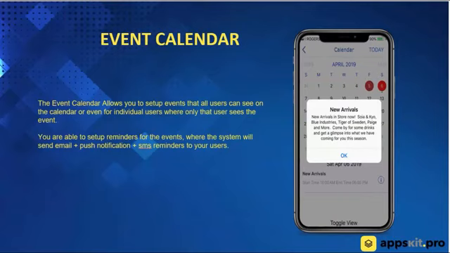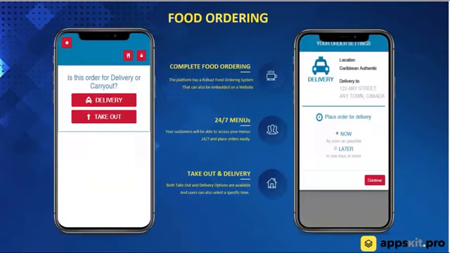Moving right along, we have an event calendar. Basically, you're able to set up events, different types of promotions or things that are happening with your business, and they're all available in a calendar format. You're able to set up reminders, so people are getting reminders by email, push notification, or text message right through the system.